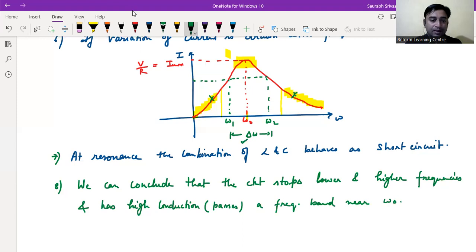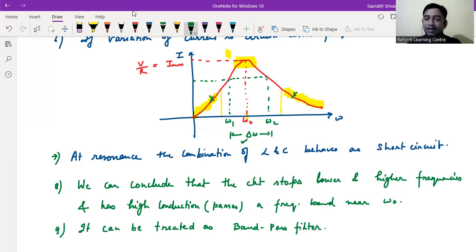ठीक. द प्रॉपर्टी इज लाइक it can be treated as band pass filter. ये बैंड पास फिल्टर की तरह ट्रीट कर सकते हैं कि इस फ्रीक्वेंसी बैंड को ये पास कर रहा है, एंड अदर देन दीस फ्रीक्वेंसीज इसको स्टॉप कर दे रहा है. ये एक बैंड पास फिल्टर.